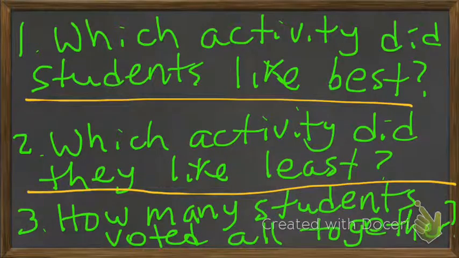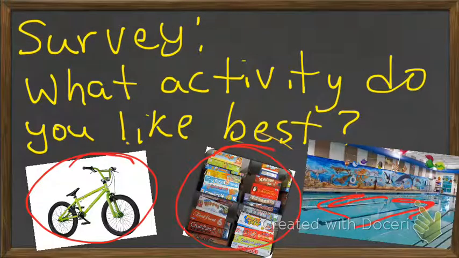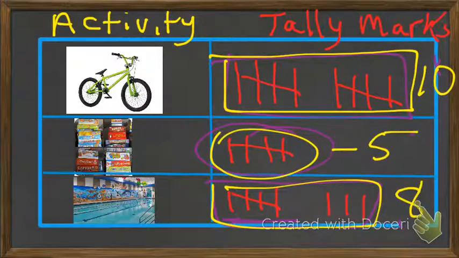So then our next part is, now we have questions. Which activity did the students actually like best? And we can go back and we can see that it would be riding a bike, because there were more people. There's 10. We could also go to number 2, which activity did they like the least? And again, we can go back and we can see out of these 3 possibilities, and again, other people might like different things, but these are the only ones we asked them to choose from. In this case, it was the board games.